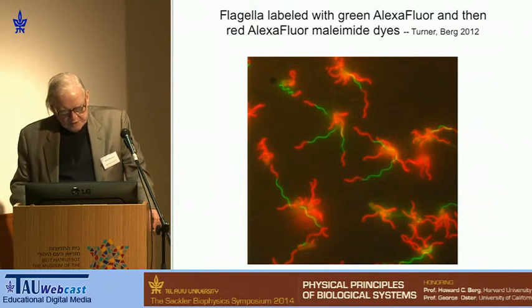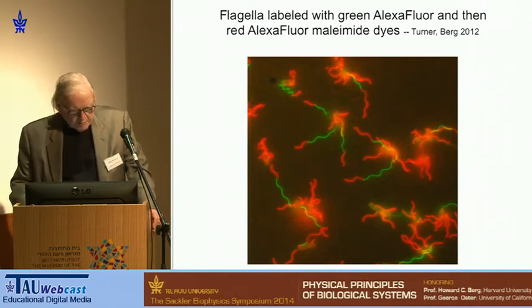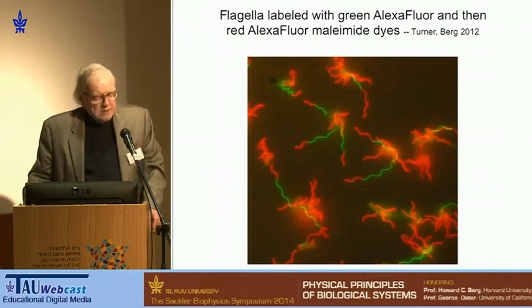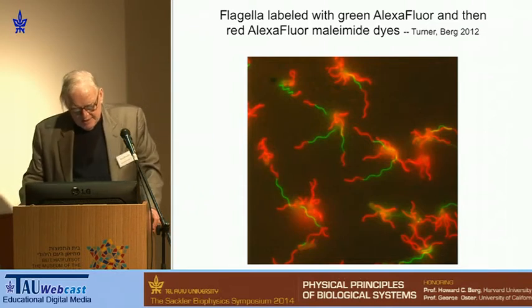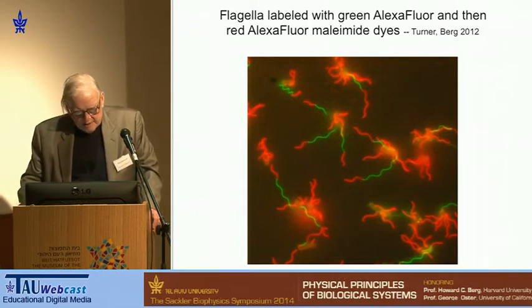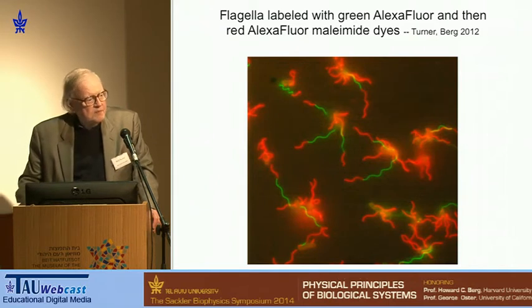And then you can react it with a maleimide dye. So if we first do it in the green, wait 4 hours, grow it 4 hours more, then add the red dye. And so here you can't see the cell bodies because they don't have cysteine or sulfhydryl groups, but you can see the filaments, and they start out green and end up red.